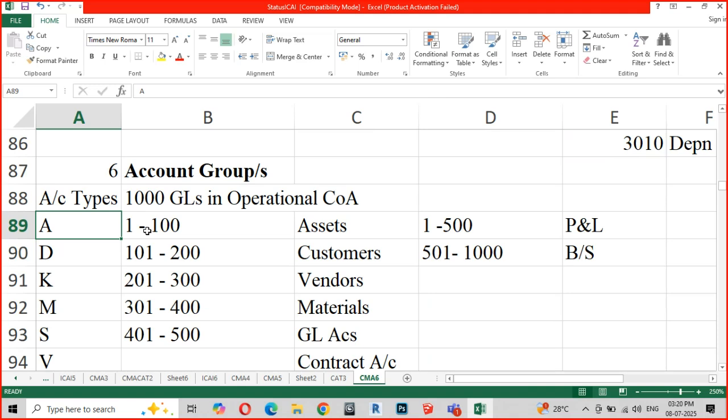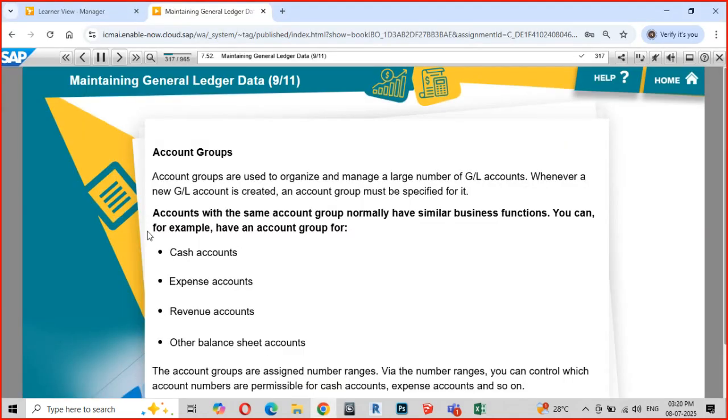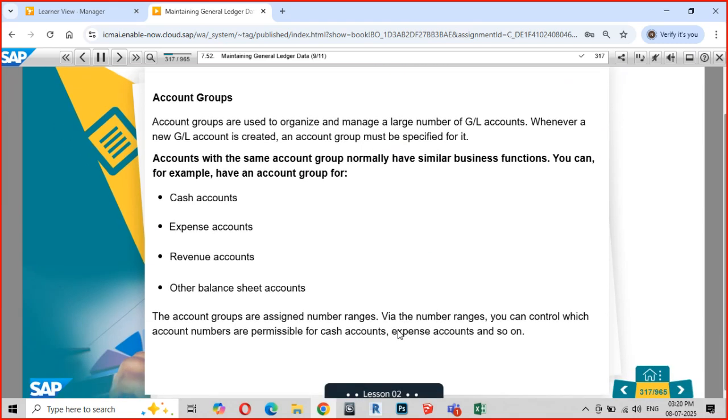Now do you see how the complexity or the understanding is increasing? See, this is what I said: cash accounts, expense accounts, revenue accounts. You can bifurcate the general ledger accounts based on whatever logic you have followed, or more importantly, based on how your implementing partner wants to see the accounts.